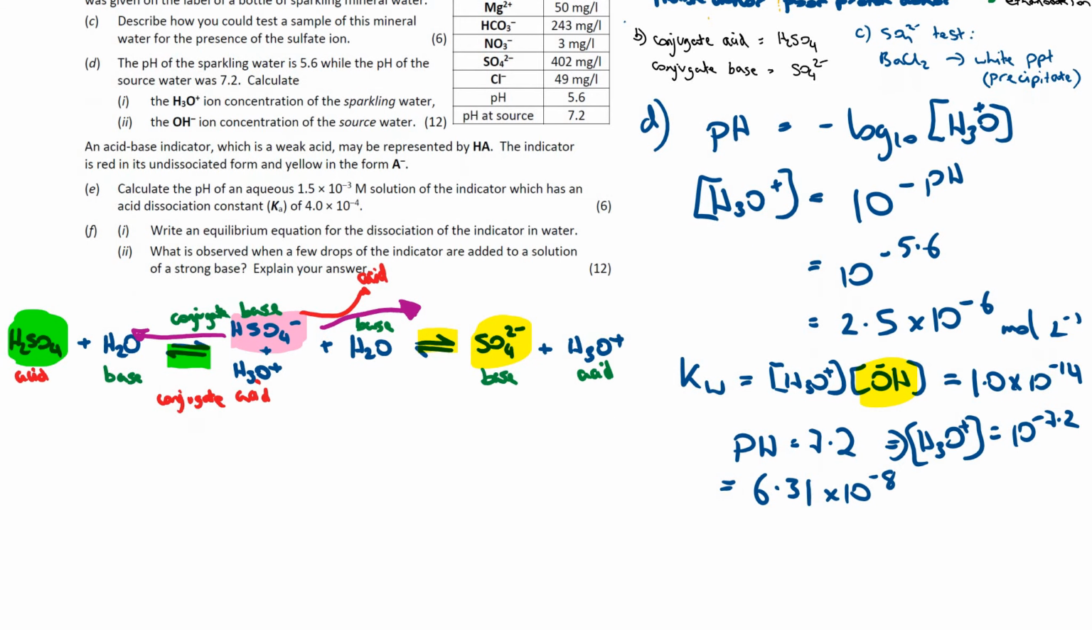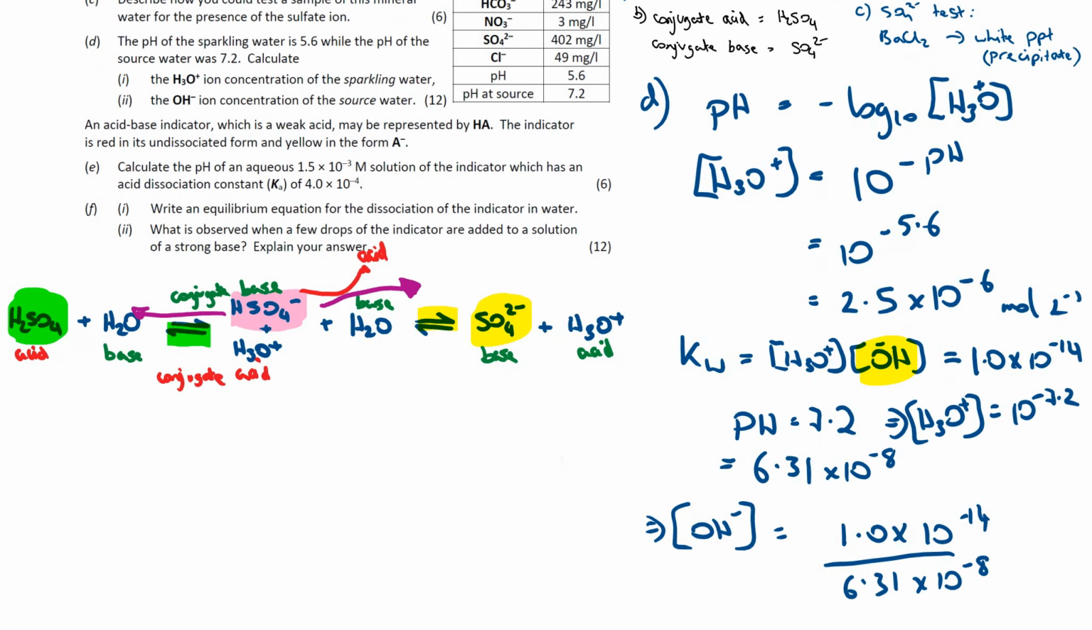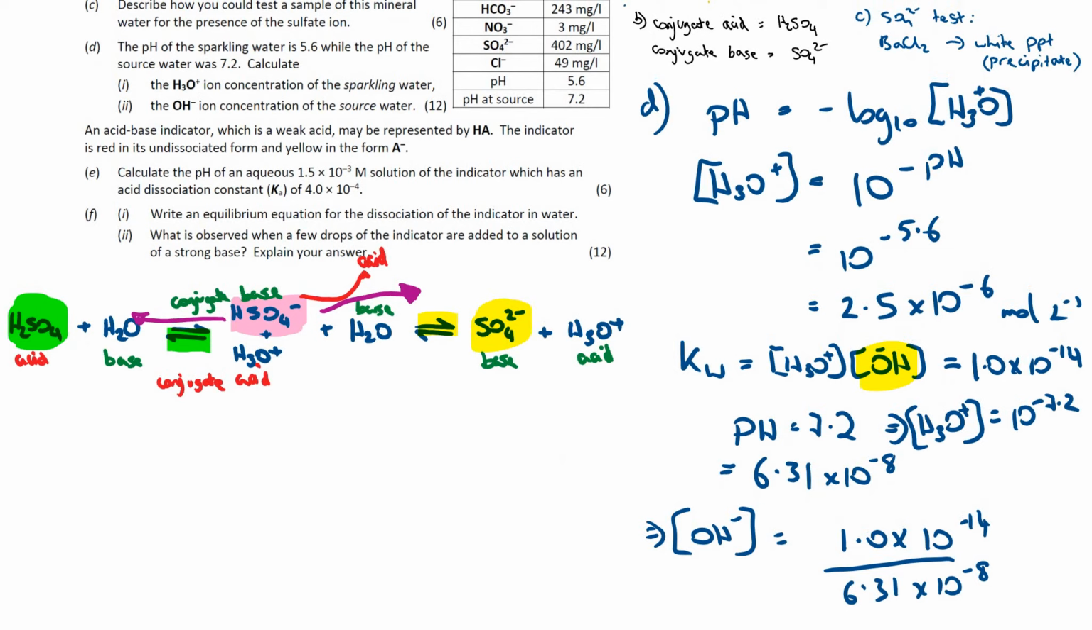So to work out the OH minus then, we're going to use our first equation: OH minus is equal to 1 by 10 to the minus 14 divided by 6.31 by 10 to the minus 8. Or else you can just use that figure in the calculator as your answer. So the figure for OH minus concentration is 1.5848, so it's 1.58 by 10 to the minus 7 moles per litre.